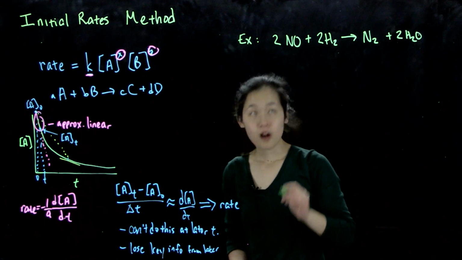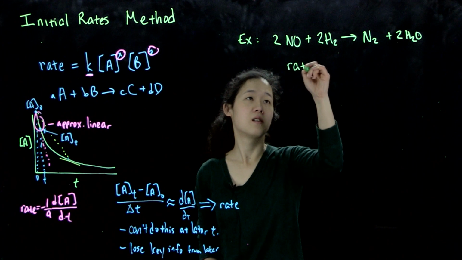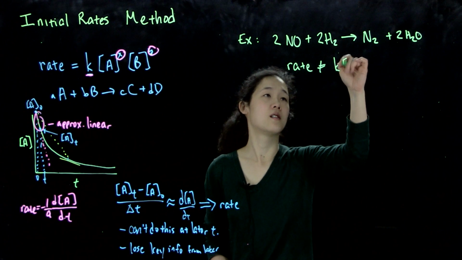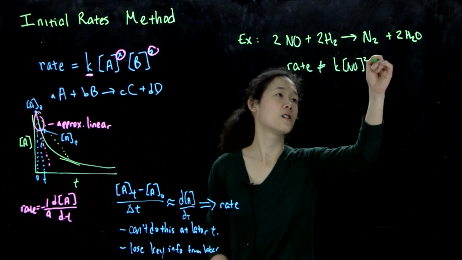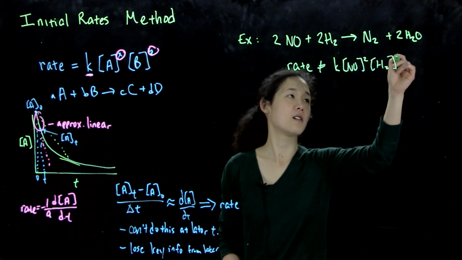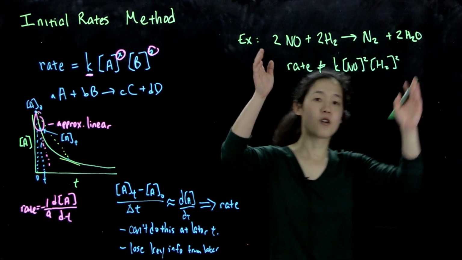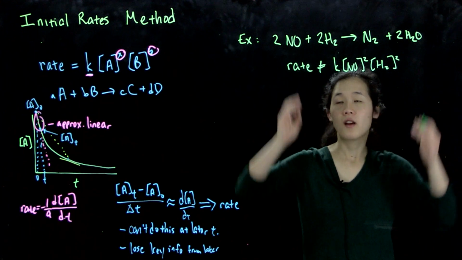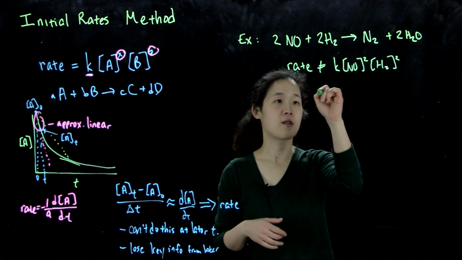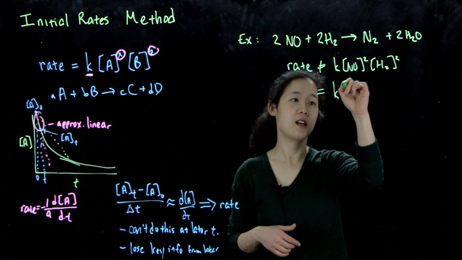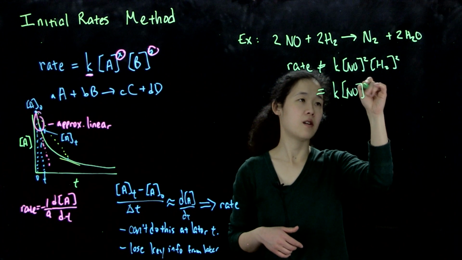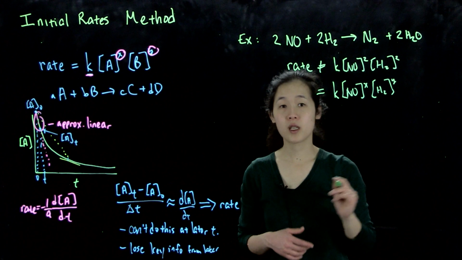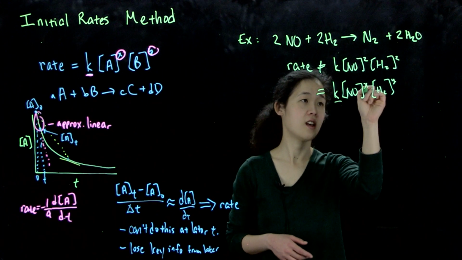So again, our rate law does not necessarily equal NO squared H2 squared, because this is our overall stoichiometric reaction. It doesn't tell us about the key elementary step. So instead, we have to realize that it's going to be equal to some k times NO^x H2^y. So we need to solve for, again, k, x, and y.